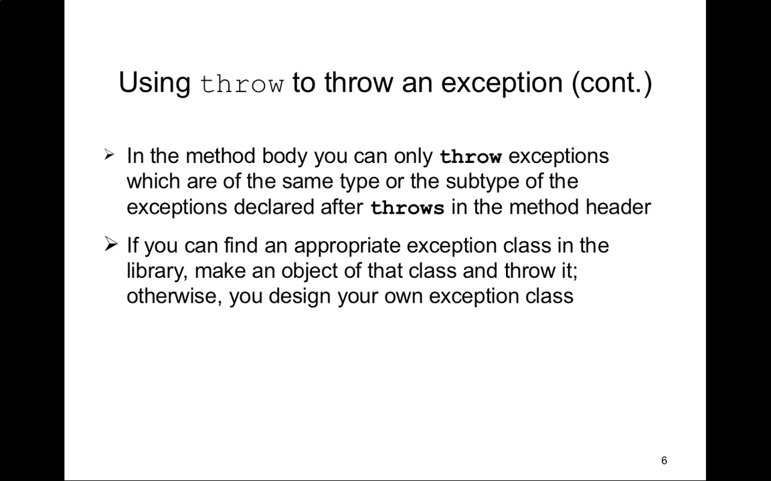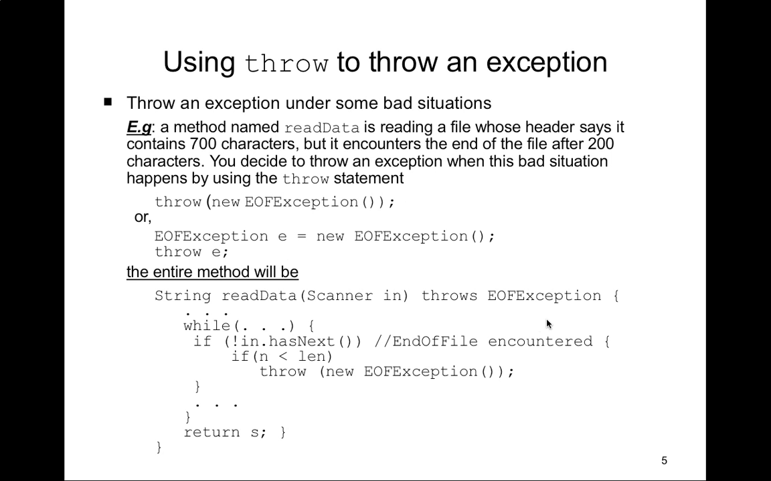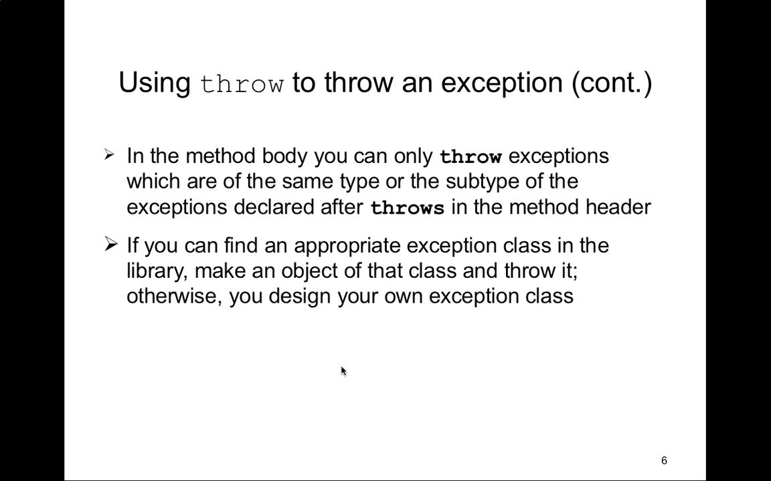So using throw to throw an exception, to continue the concept here. The method body can only throw exceptions which are the same type or a subtype of the exception declared after throws in the method header. So in the method body, you can only throw the same type of exception. So this one here, end of file: if you're going to use this approach, if you throw in the method body, and in the method declaration you have end of file exception, you're throwing an end of file exception in here. Because you're using throws, they basically have to match.